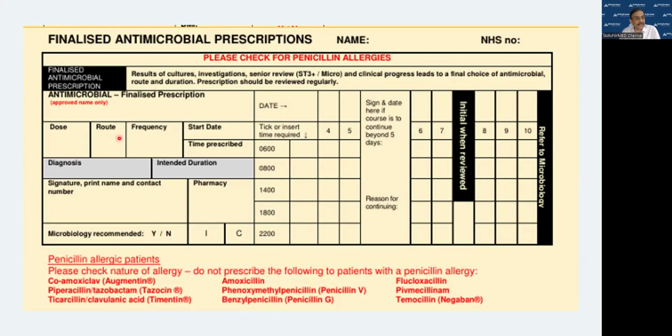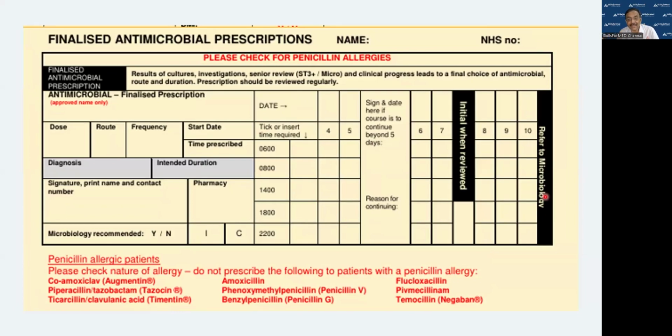In the finalized prescription, you have to write the antimicrobial name, dose, route, frequency, and diagnosis. Now you know the diagnosis, so you write the intended duration for the treatment, and then you sign, and the pharmacy will cross check. Microbiology is also recommended. Then you put yes here, and this will continue for the third day, the 4th day, the 5th day. After the 5th day, again you need to sign if you have to continue, and you have to write a justification for that. It continues for another 2 days, then you review again, and then after another 3 days, you have to refer to microbiology if you want to continue the antibiotics.